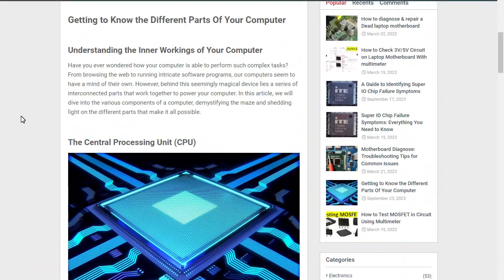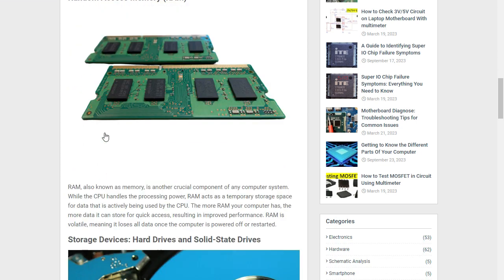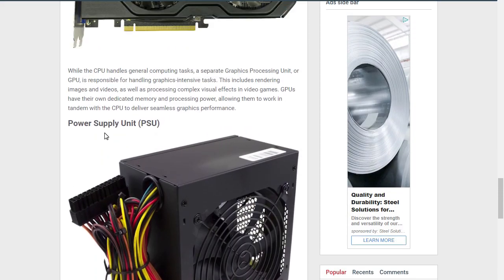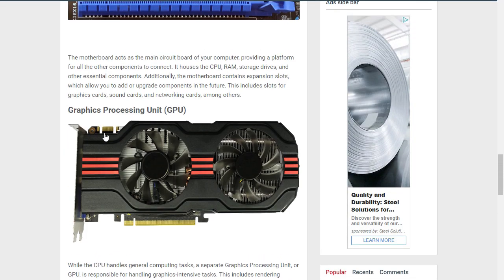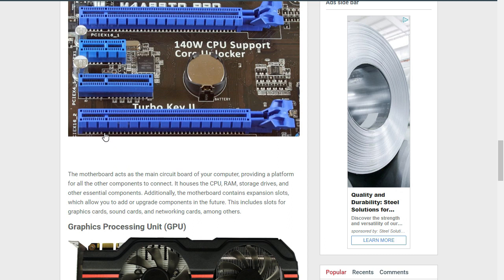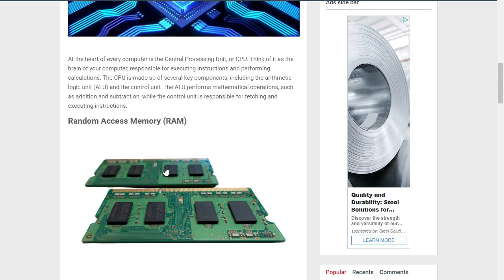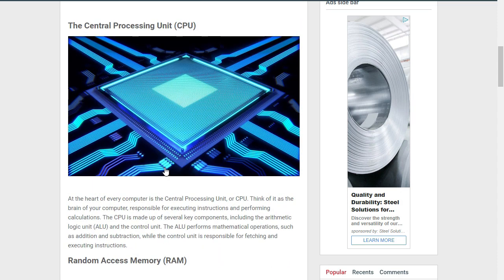Hi everyone, in this video we're going to see the different parts of a computer. Here you're going to understand everything you need to know about computer parts. So we're going to see all parts of a computer. This course is for beginners but also for intermediate learners. You're going to understand a lot of things. Okay, so let's get started.